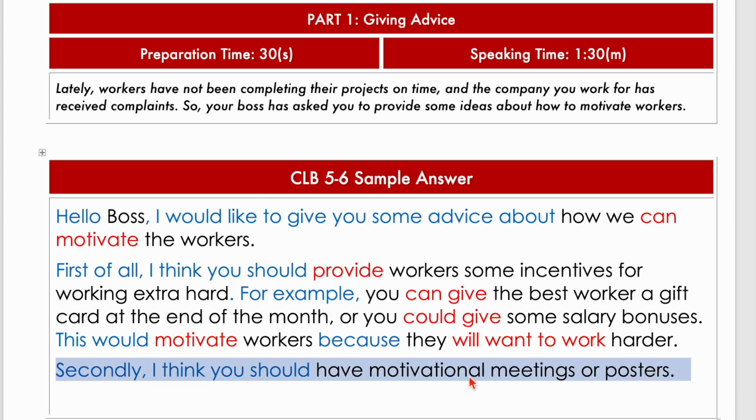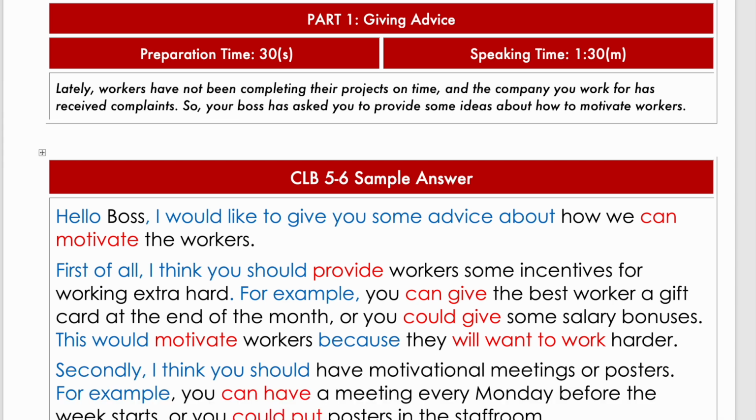So that's why we have another one here. Secondly, I think you should have motivational meetings or posters. Okay, motivational meetings. Okay, everyone, I want to motivate you. Let's have a meeting. We have to do this. We have to do that. Okay, or posters. Now let's remember posters are those big pieces of paper on the wall. And they tell you to work hard. You need to work hard. Okay, so there's an idea.